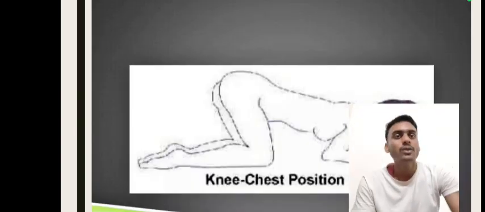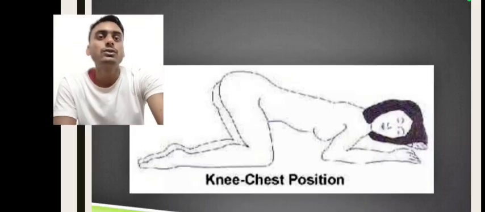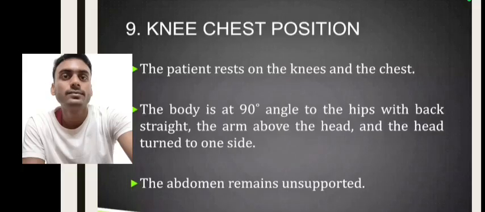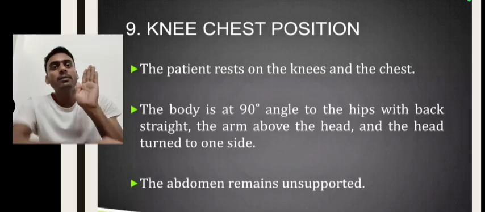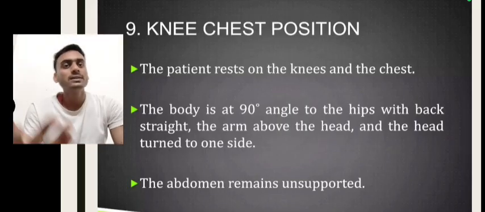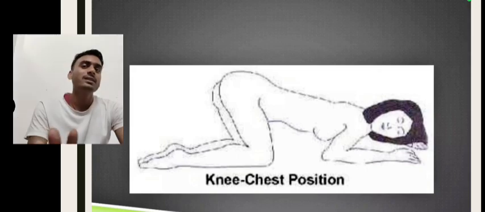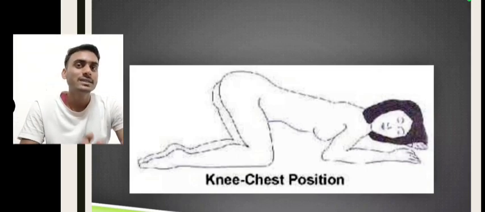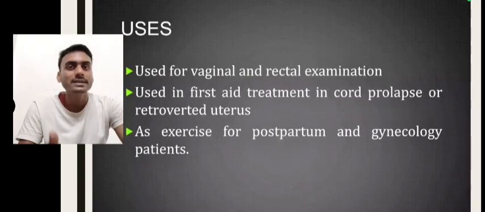Okay, so now we discuss the next position, that is the knee chest position. In the knee chest position the patient rests on the knee and the chest. The body is at a 90-degree angle to the hip with the back straight and arms above the head, and the head is turned to one side and the abdomen remains unsupported. You just read and observe the picture, you will easily understand. Okay, what is the indication when you have to use this position?